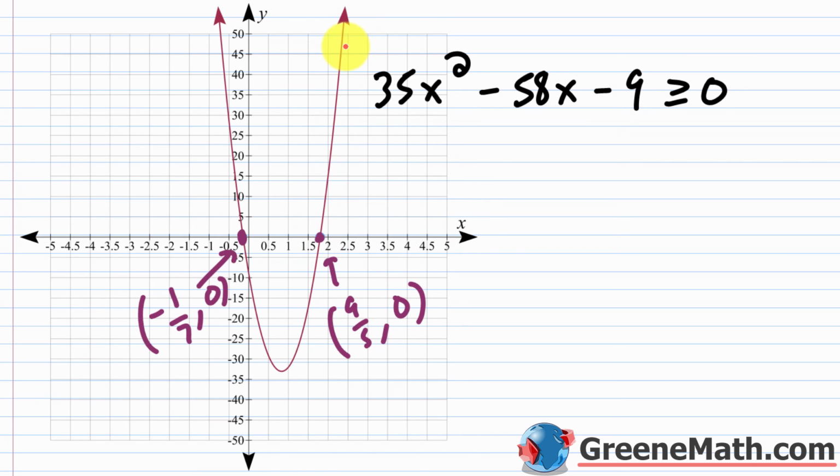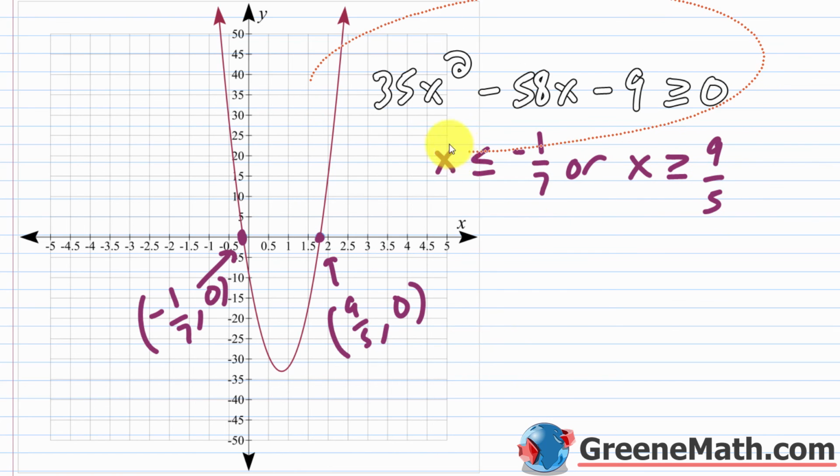So the y values there are going to be greater than 0. Your graph is going to be above the x-axis. So I can already give myself a little solution here. I can say that x could be less than or equal to this -1/7, or x could be greater than or equal to this 9/5. So this is what we're expecting to get.